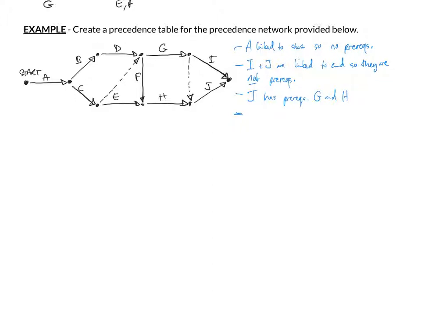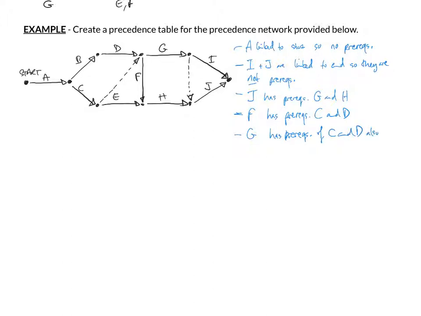F has a dummy link linked to it. F requires both D and a dummy link from C. So F requires C and D. F has prereqs of C and D. And then G, because we have two lines converging on G as well, G has the prerequisites of C and D as well.